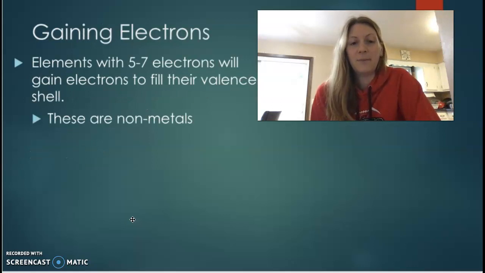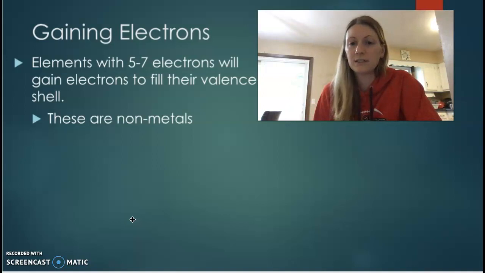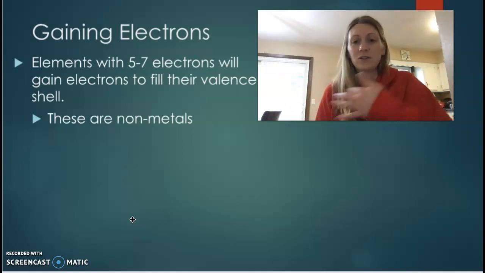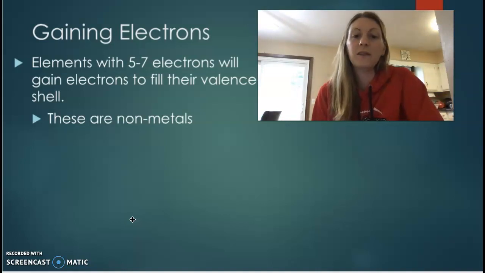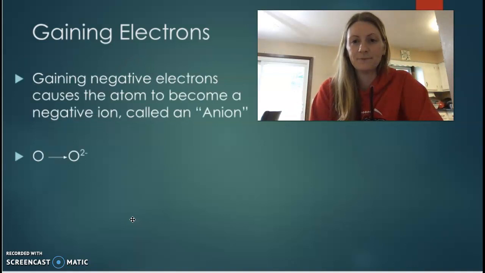Gaining electrons will happen with elements that have 5 to 7 electrons in their outer shell, and it's easiest to just fill that shell up. So again, remember we want a total of 8 electrons. So if you've got 5 to 7, it's super easy to gain 3 to 1, whereas it'd be a lot harder to lose 5. These are all non-metals.